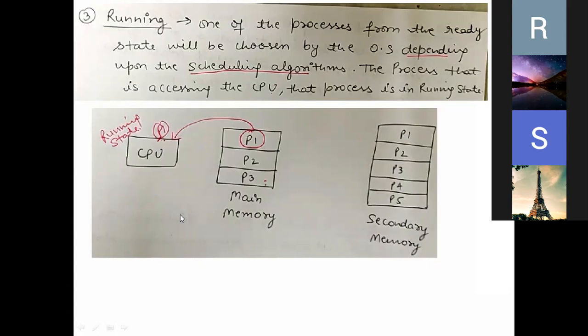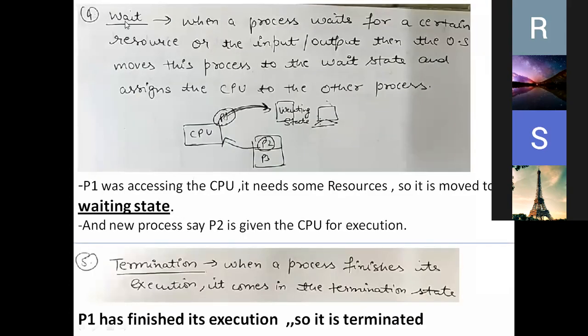After the running state, the next state is the waiting state. After the running state of a process, the next state is the wait state. When a process waits for a certain resource or input and output operations, the OS moves the process into the wait state. As the name itself indicates, if any process is waiting for some resource, let's say keyboard, monitor, mouse, input and output devices, or CPU time, etc.